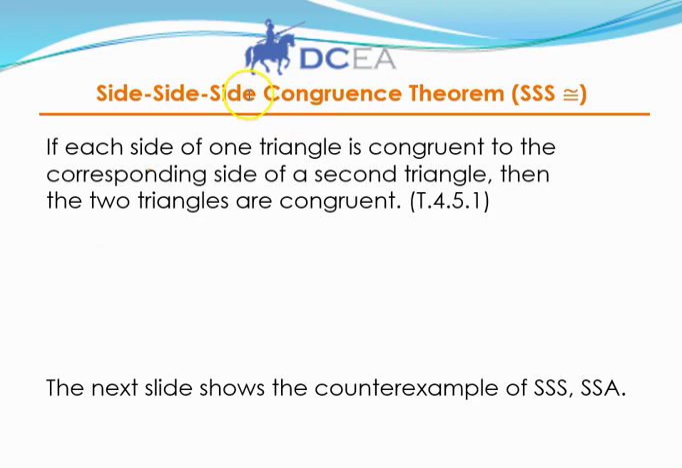So the side-side-side congruence theorem states if each side of one triangle is congruent to the corresponding side of a second triangle, then the two triangles are congruent. The next slide that I'm going to show you shows the counterexample of side-side-side, which we call SSA.